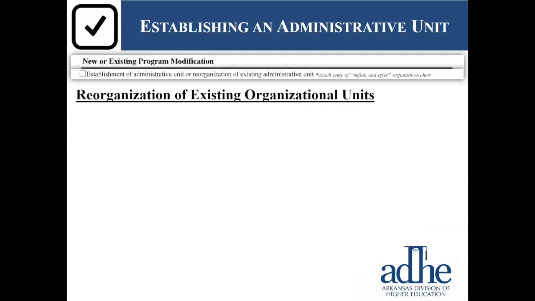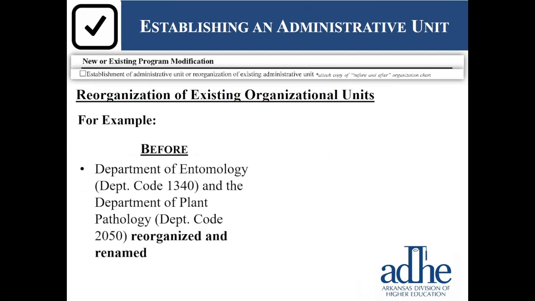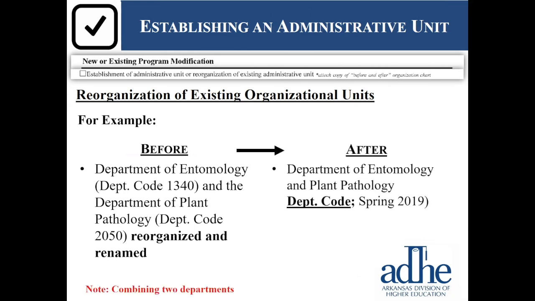The next program modification deals with the establishment of administrative units or reorganization of existing units. In this example, the institution has chosen to reorganize 2 existing program units, the Department of Entomology and the Department of Plant Pathology, to create one combined unit. The mission and the role of each unit must be included in each submission.